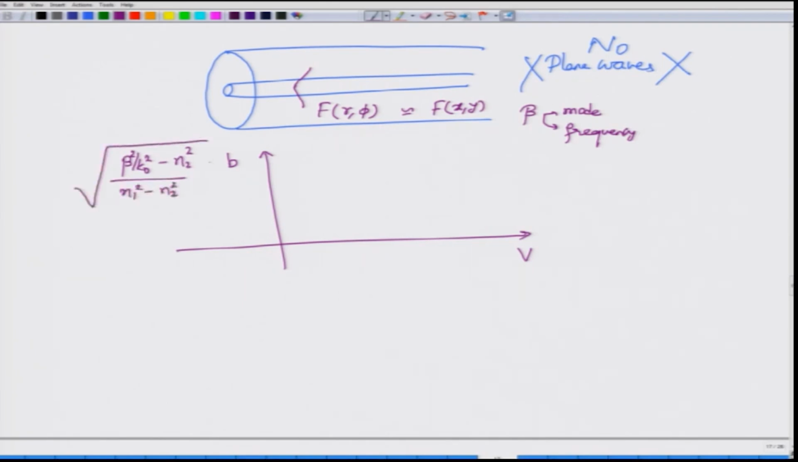The entire root of it is by definition what we call the normalized propagation constant B. If you are uncomfortable thinking of B, you can simply think of this as beta. It is essentially the same thing, because one gives you the other, and B number of course we have defined as 2 pi by lambda naught times the square root of n1 square minus n2 square.